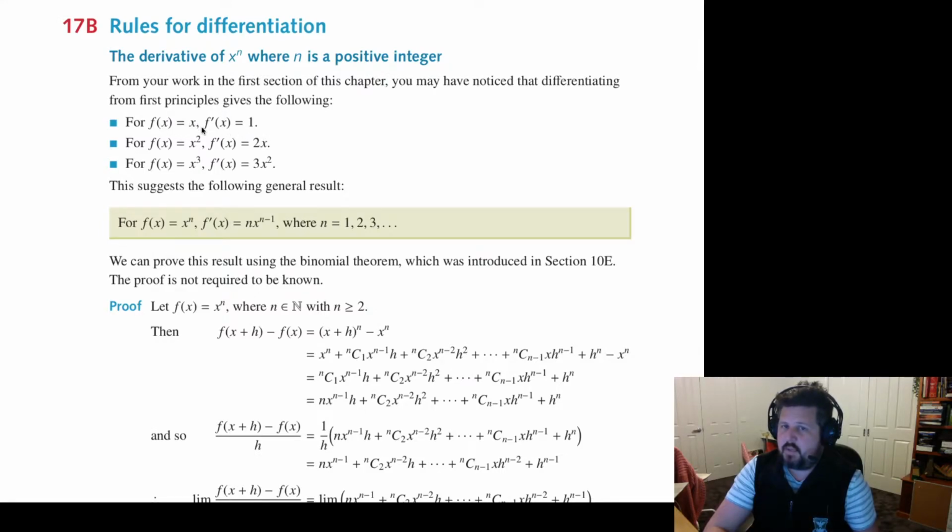If you had a function of x being equal to x, the derivative, or f dash x, of this was 1. Likewise here, if you had x squared, the derivative, or f dash x, was 2x. If you had x cubed, the derivative was 3x squared. Now, some of you may have discovered a bit of a pattern here. Essentially, there is a rule that we can follow.